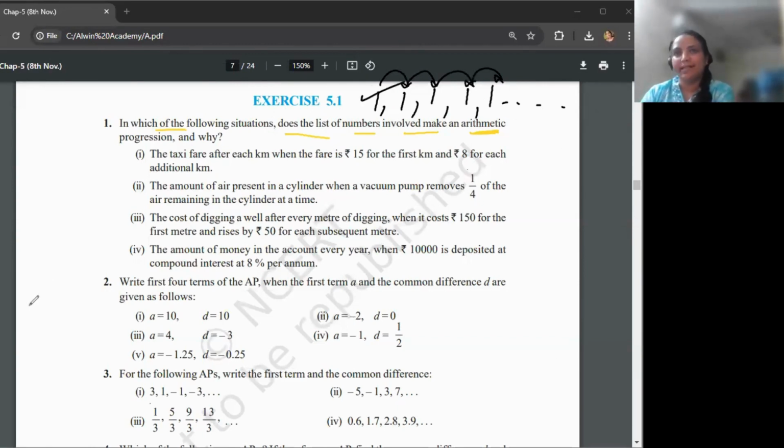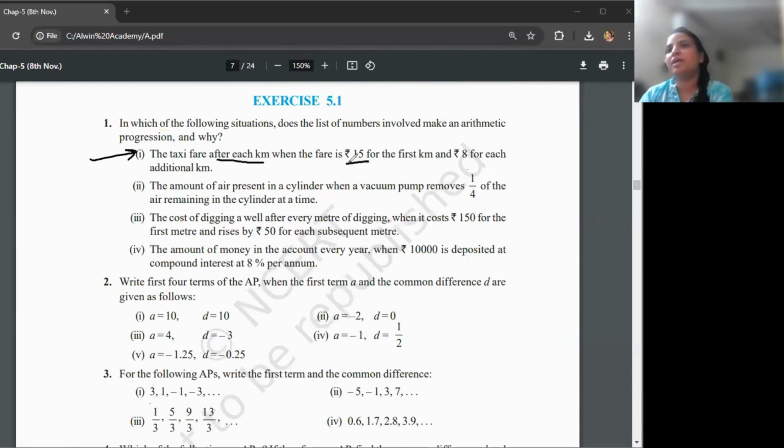Okay. Let's start with the first part. The taxi fare after each kilometer, when the fare is 15 rupees for the first kilometer and 8 rupees for each additional kilometer. So for the first kilometer you need to pay 15 rupees.